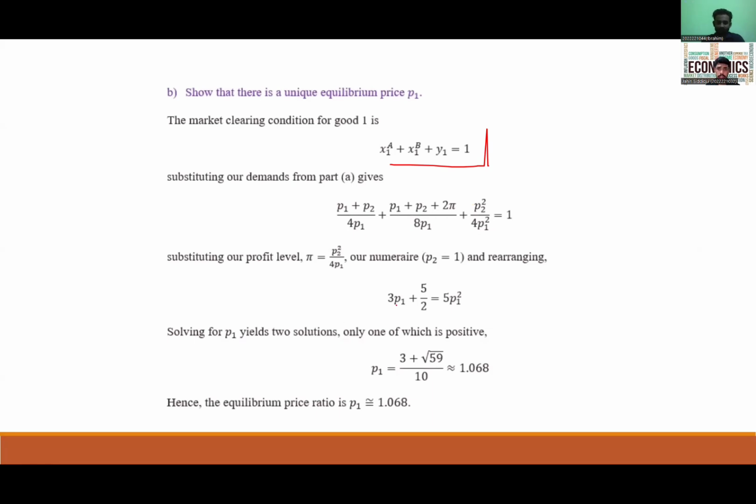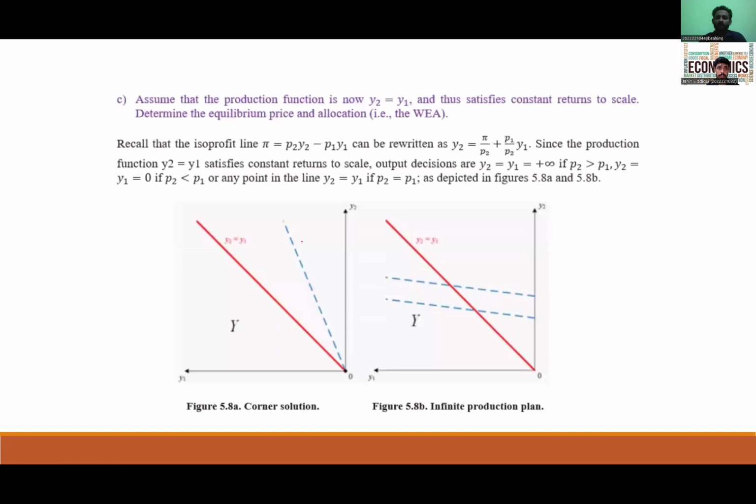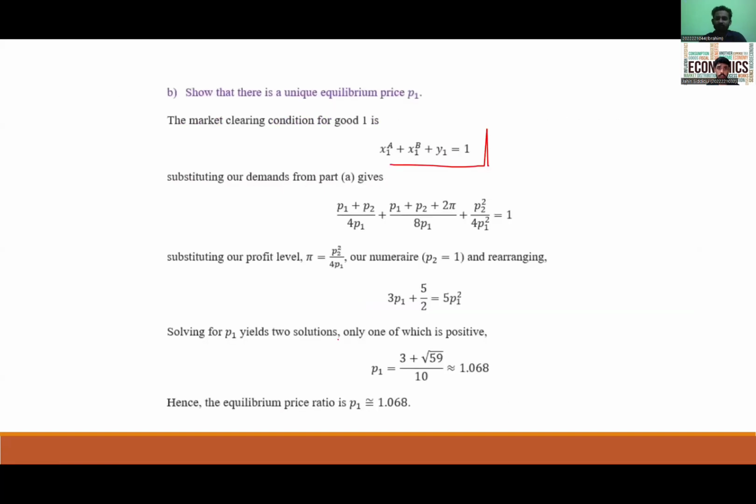Now we have said that the numerator P2 is equal to 1, and rearranging this we get this equation. Solving for P1 yields two solutions, only one of which is positive, and this is the positive solution. Hence the equilibrium price P1 tends to 1.068. This is the unique equilibrium price for the economy under the condition given to us.